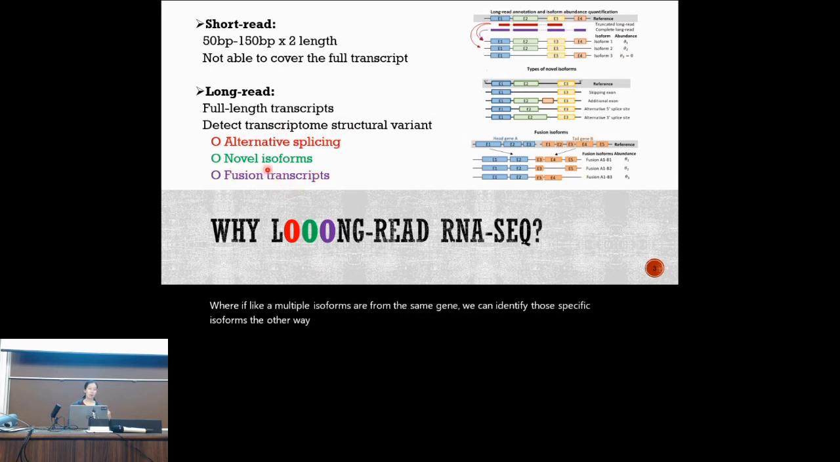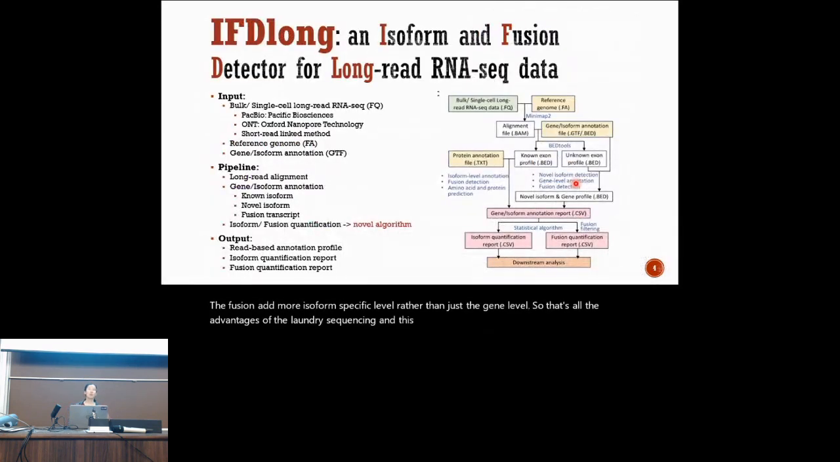The other way around is we can detect novel ones. As shown here, if the reference is exon 1 to 3, we can detect ones like a skipping exon, additional exon, or with some truncation or extension. The other will be fusion transcripts, which is defined like originally the two genes are two separate genes, but somehow they fuse together at the RNA level. Specifically, since this is RNA, we can define a fusion isoform, so that we can define the fusion at a more isoform-specific level rather than just the gene level. So those are all the advantages of long read sequencing, and this is what our tool aims to address.